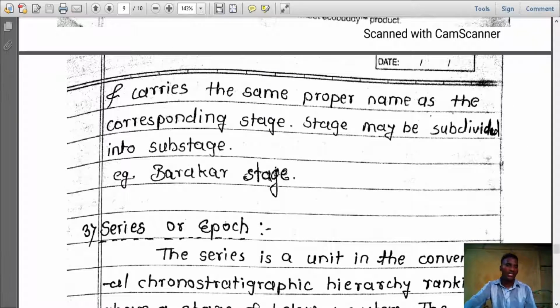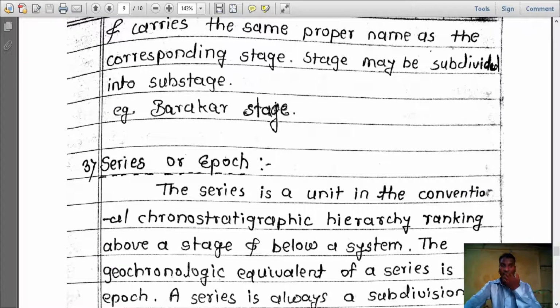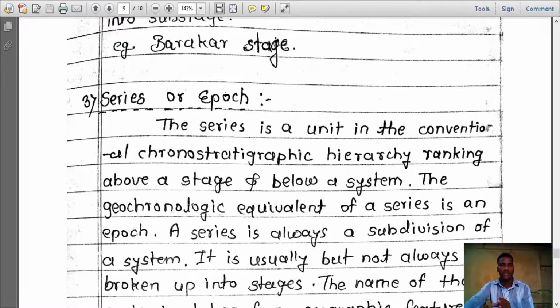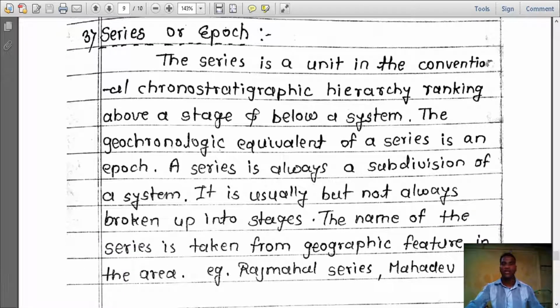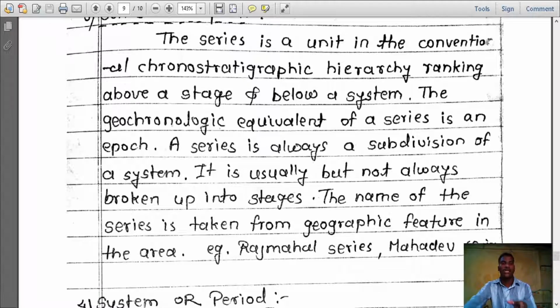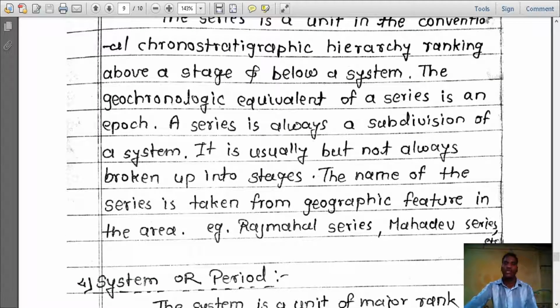Example, Barakar stage. Series or epoch. The series is a unit in the conventional chronostratigraphic hierarchy ranking above a stage and below a system. The geochronologic equivalent of a series is an epoch. A series is always a subdivision of a system. It is usually but not always broken up into stages. The name of the series is taken from geographic features in the area. Example, Rajmal series, Mahadev series, etc.